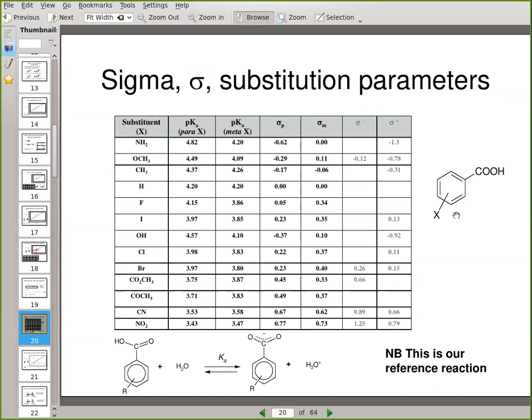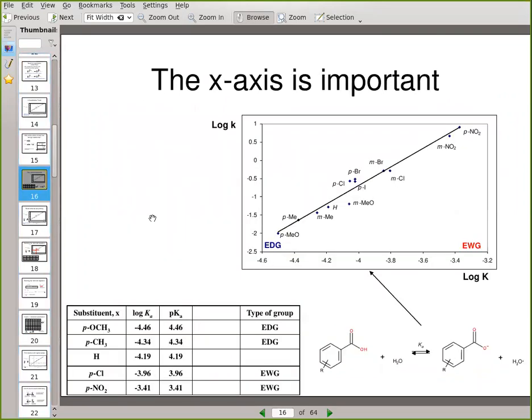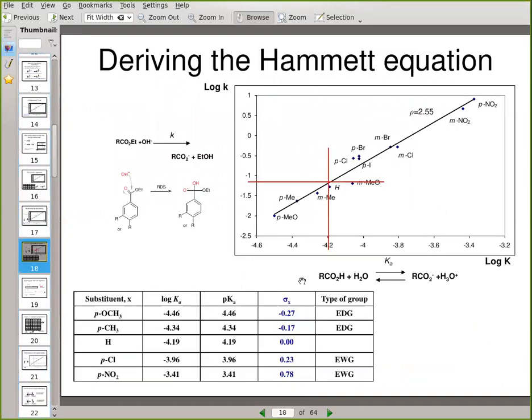How do we get the sigma value? These are the sigma values. That's a very good question. How do we get these sigma values? Let me go back. So you see over here, I'm going back to here. So here are the sigma values.